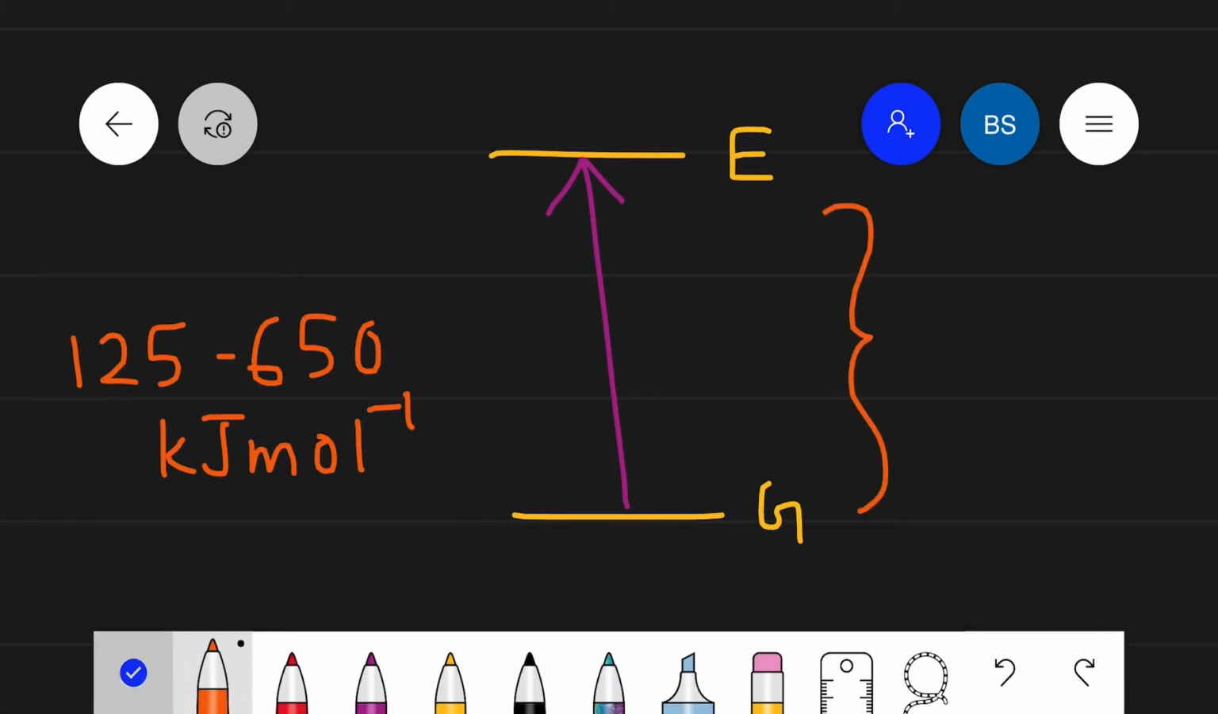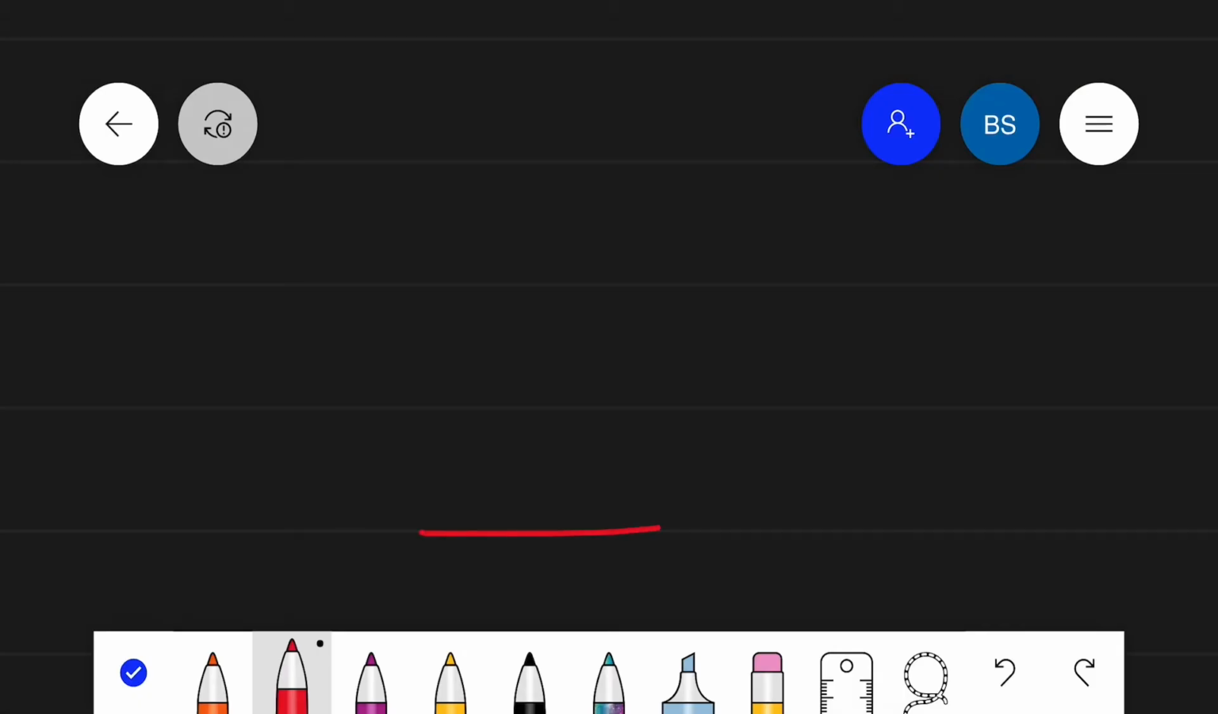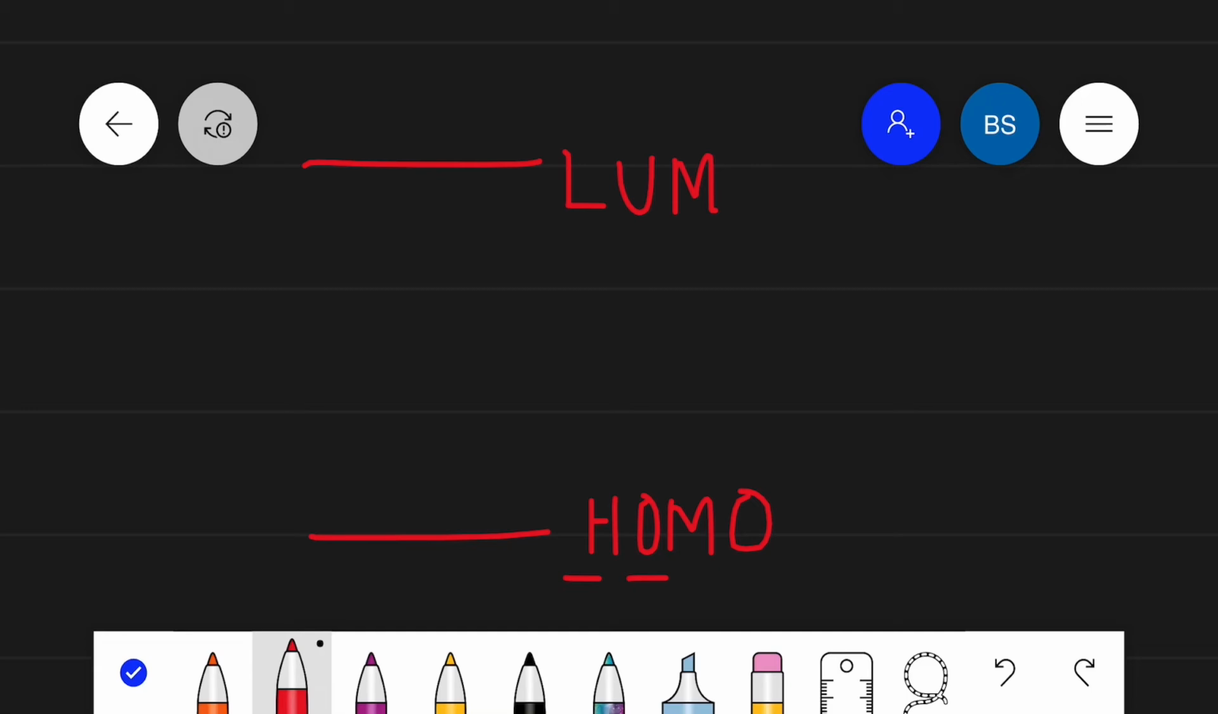Here, the molecule absorbs the electromagnetic radiation in the UV and visible region, and it results in a transition between the electronic energy levels. As a molecule absorbs energy, an electron is promoted from an occupied orbital to an unoccupied orbital. Generally, the transition is from the highest occupied molecular orbital, that is HOMO, to the LUMO, that is the lowest unoccupied molecular orbital.